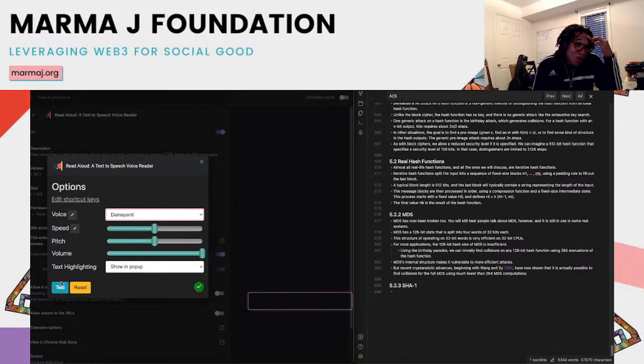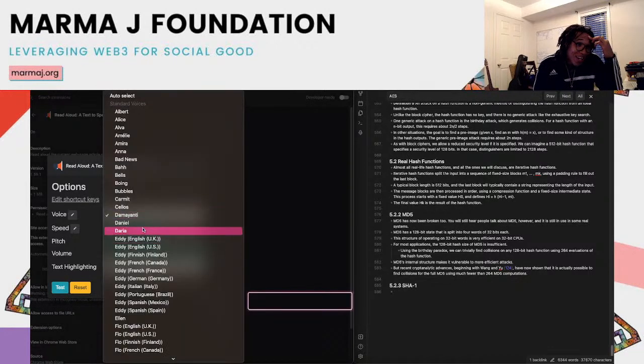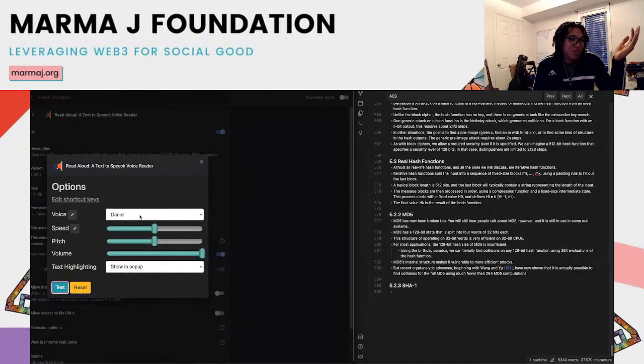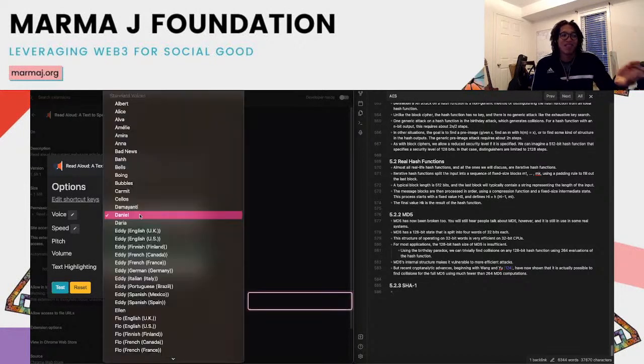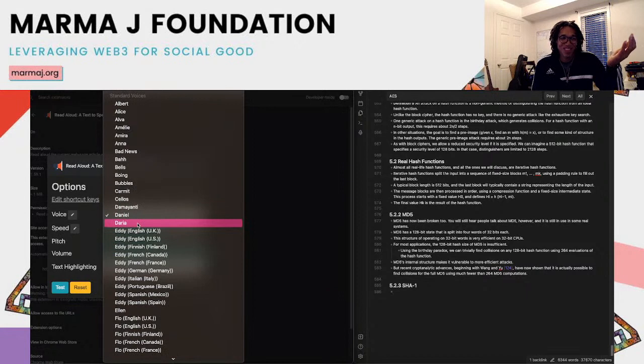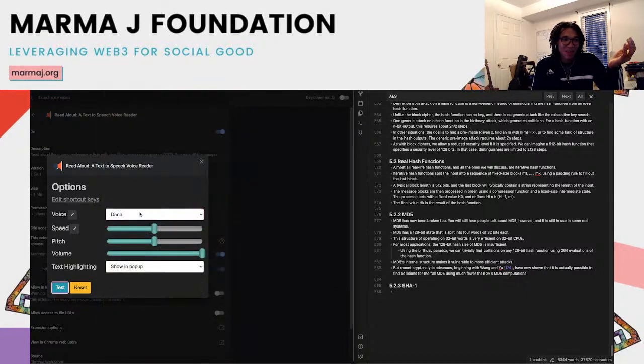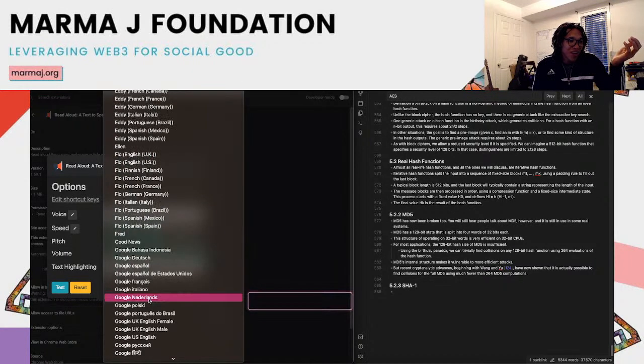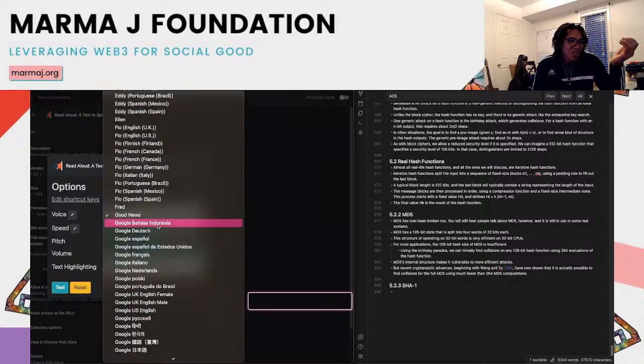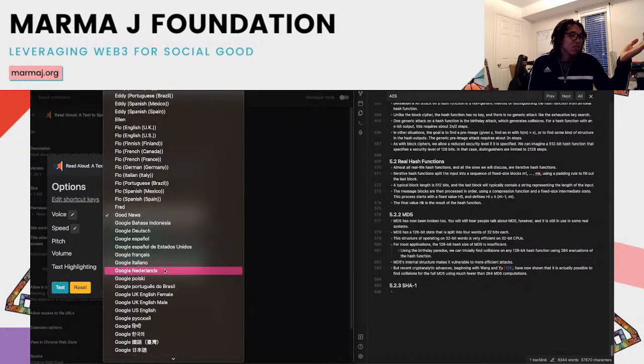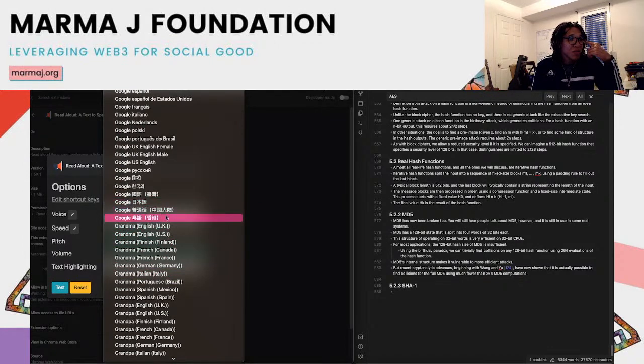Read aloud is a Chrome and Firefox extension that uses text-to-speech technology to convert webpage text to audio. It works on a variety of websites. But can we just get a normal voice? Daniel's fine. No, I want something a little more normal, maybe.